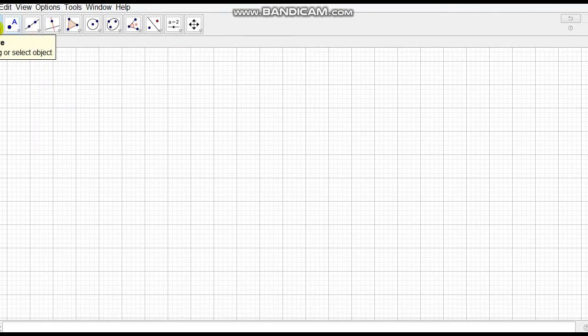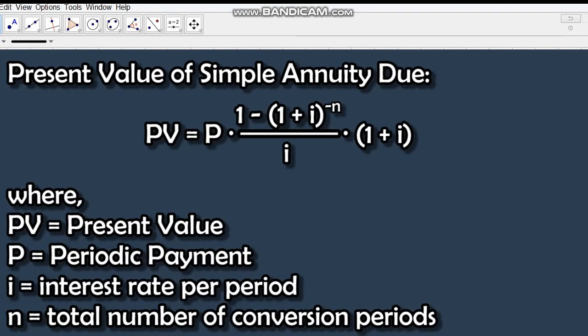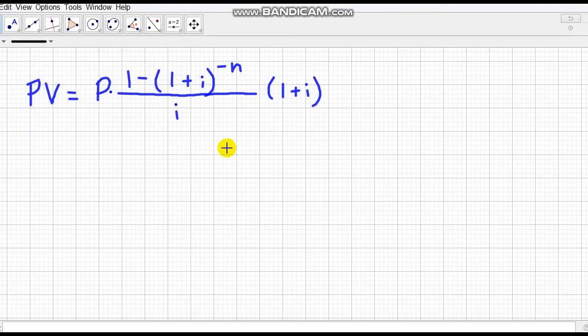For the present value, it works the same way. We just have to multiply by 1 plus I. So the present value, PV, is equal to the periodic payment times 1 minus 1 plus I raised to negative N, where I is the interest rate and N is the total number of conversions, divided by I, the interest rate, times 1 plus I. As we can see here, it's still the same as the simple ordinary annuity, but it's only multiplied by 1 plus I to account for the annuity due.